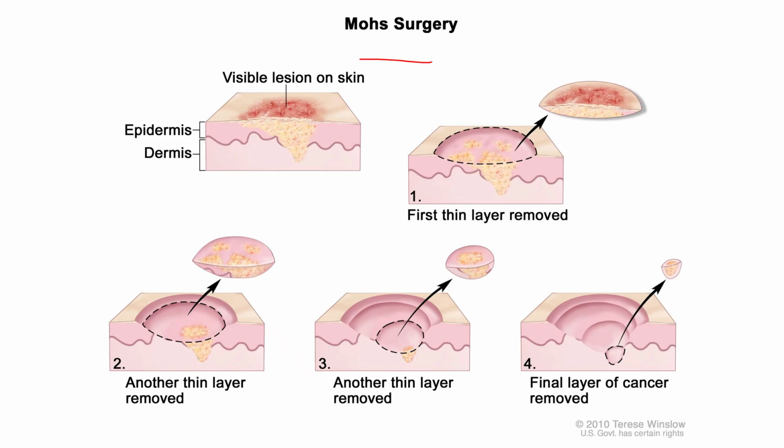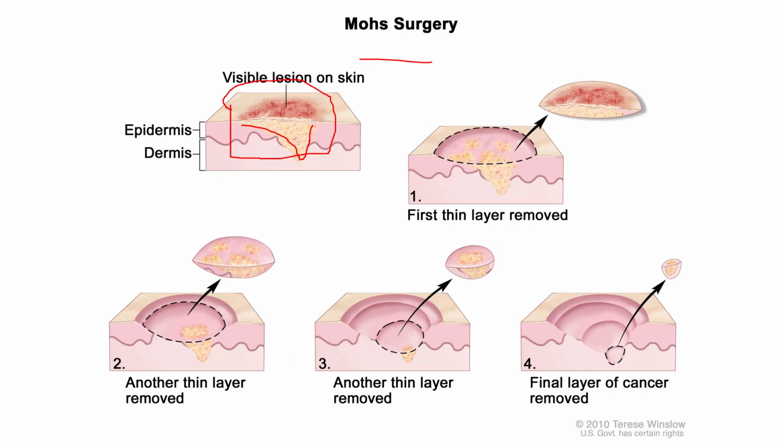There is a visible lesion on the skin, and there will be some depth of that lesion also, which you can't actually see with your naked eye. What you do is you remove layer by layer, very thin layers. Then under the microscope you visualize it, you see if there is anything more, and then you do it layer by layer. So you don't have to take it this deep.